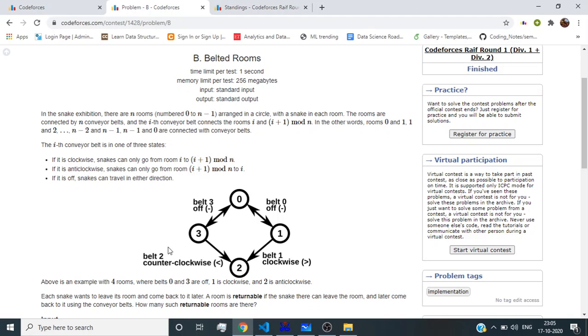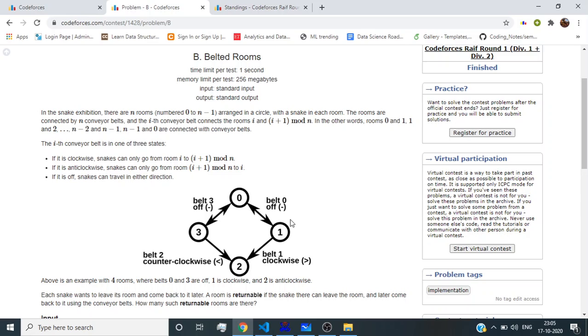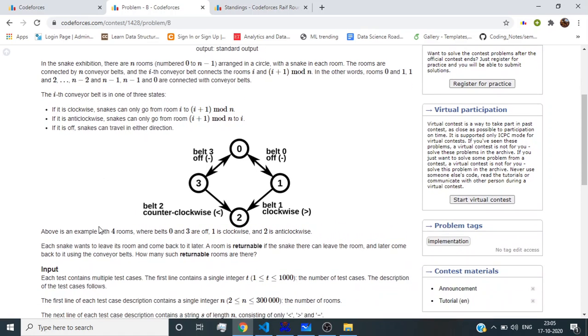Let's say in this particular scenario we have room 0 with a conveyor belt in the off state. So it means that we can go from 0 to 1 and from 1 to 0. In this we can travel in both directions. It's like a bidirectional edge rather than a unidirectional one.